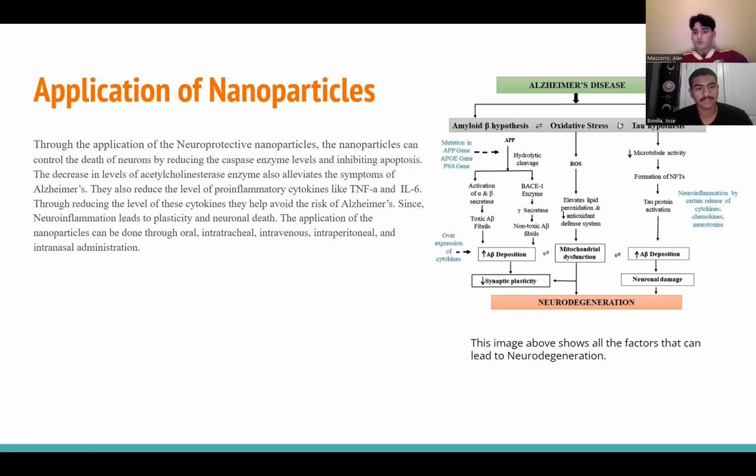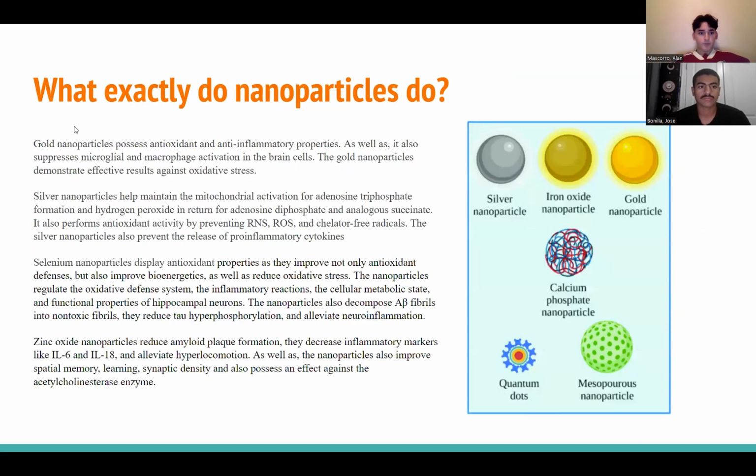An example in this image right here goes over all the causes that lead to neurodegeneration, which is Alzheimer's. You can see that neuroinflammation is one, and as mentioned, the nanoparticles, well, they don't try, but they reduce the level of pro-inflammatory cytokines, which helps alleviate the process. Going on to the next slide.